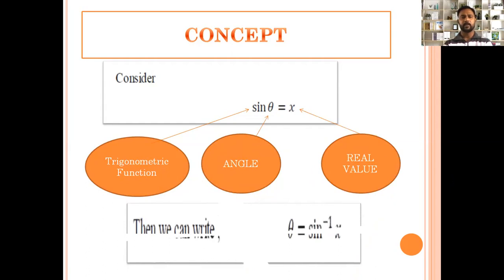Then, as a very simple definition, we can write theta is equal to sine inverse x. That means an inverse trigonometric function along with x. What was x? A real value. So an inverse trigonometric function along with a real value gives an angle. Up till now, we have been given a trigonometric function and an angle, and we always find a value. Here, an inverse trigonometric function along with a real value is given, and what we want to find is the corresponding angle.